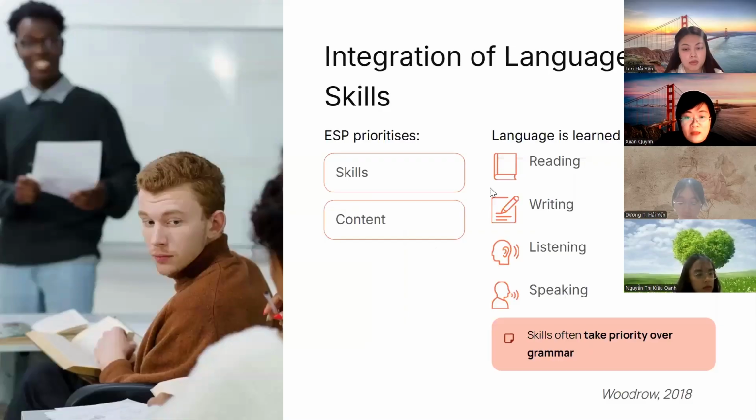Okay, next slide please. In ESP, skills and content are more important than isolated grammar. Learners do not just study language, but use it to perform tasks such as reading academic texts, writing reports, listening to lectures, and speaking in discussions. Therefore, language is learned through skills. Next slide, please.